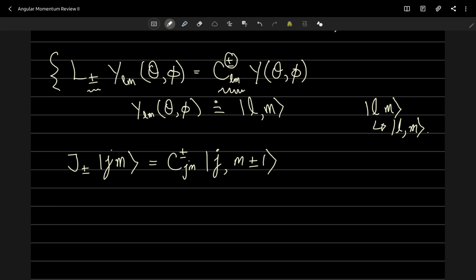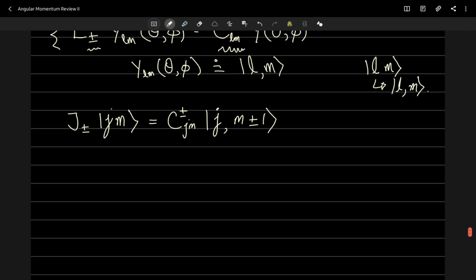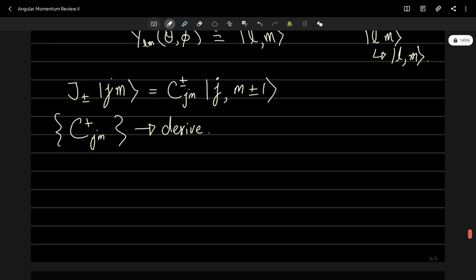Now we are going to derive C plus jm. That's not M. We are going to derive this constant, and then I'll directly write C minus jm. You could also derive C minus jm, and again I would leave that as an exercise for you to do. But of course, I will write down the value.